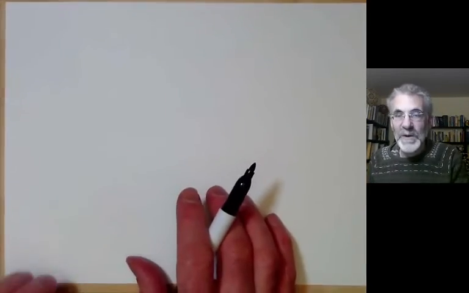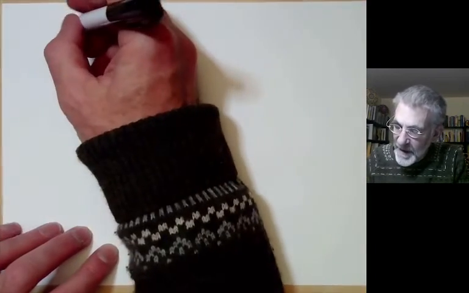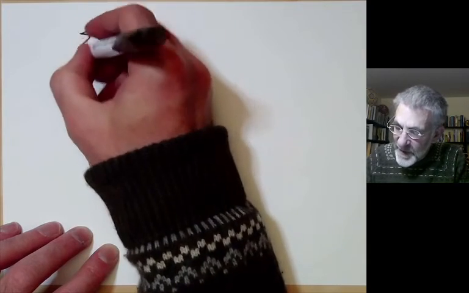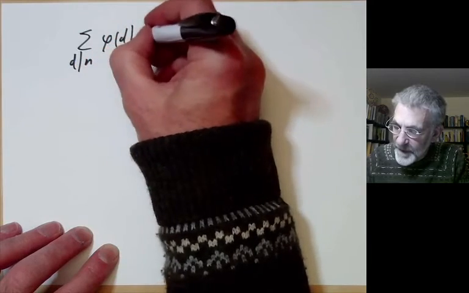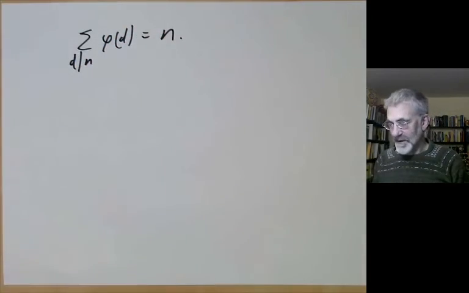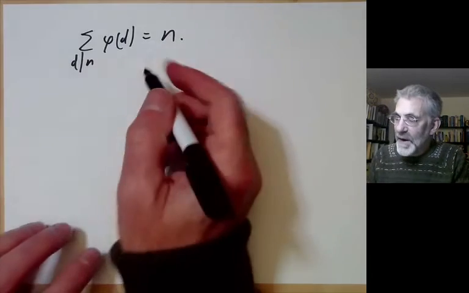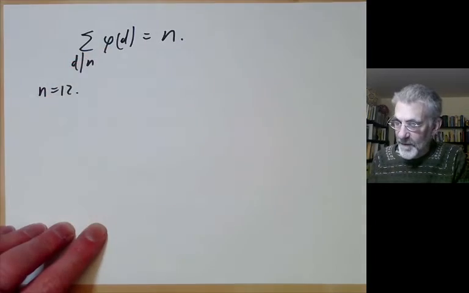For later use, we will be using the following formula, which I think is due to Gauss, or possibly Euler, which says that the sum over d divides n of phi of d is equal to n. It's slightly surprising when you first see it. In order to understand why this is true, let's just take a look at the case n equals 12.